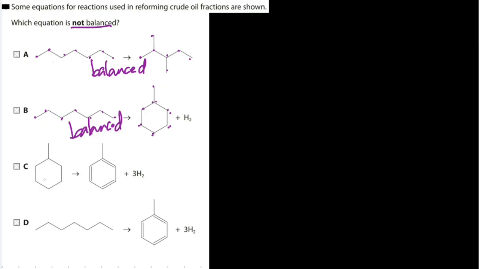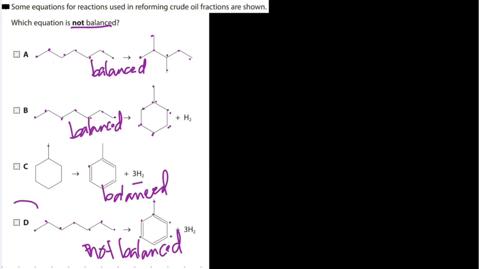And for letter C, we have 6 carbons, and we have double bonds, but we have 3 H2 here. So that means this is also correctly balanced. And for letter D, we have 1, 2, 3, 4, 5, 6, 7. We have 1, 2, 3, 4, 5, 6. So 7 plus 3H2. So in this case, this one isn't balanced. So letter D is the one that isn't balanced. So the answer here should be letter D, because the number of hydrogens are not equal.